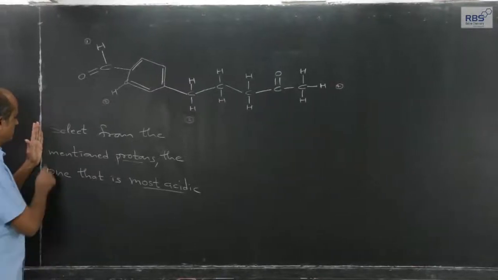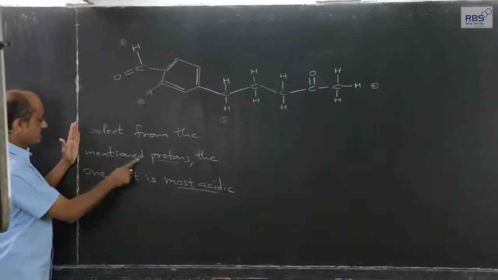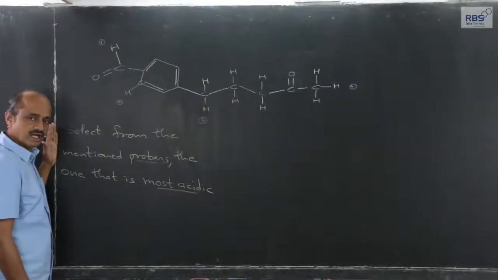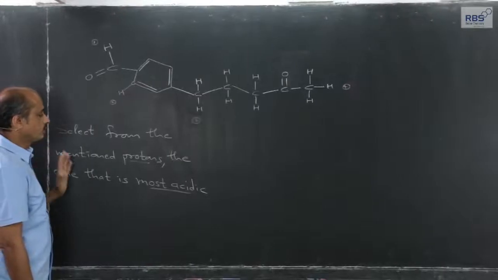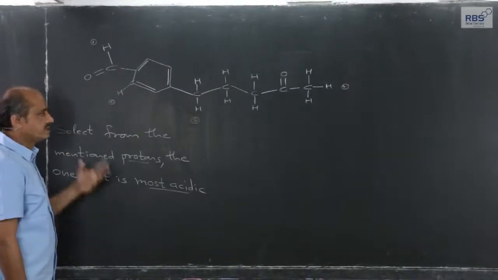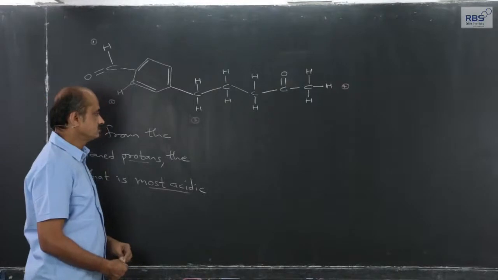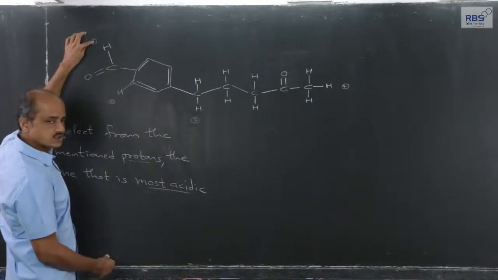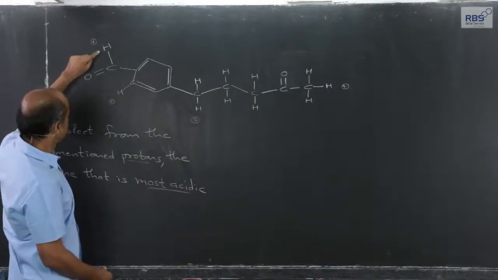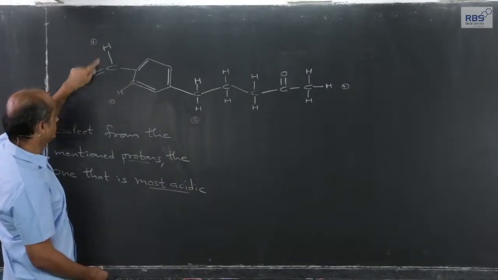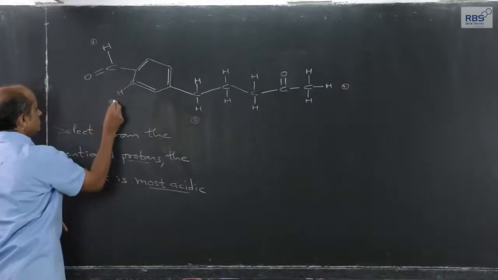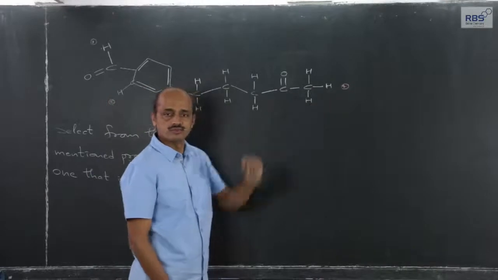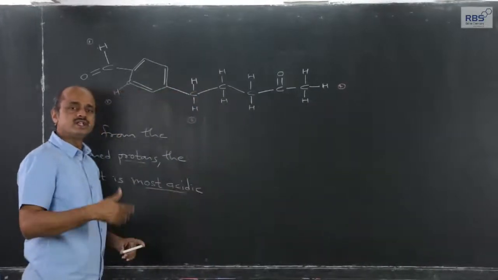Let me read it out. Select from the mentioned protons the one which is most acidic. Among the mentioned protons, meaning the CH bonds, the numbers and options are given. One number is given to this 1, this one is 2, this one is 3, and this one is 4. Among these 4, which one is more acidic?